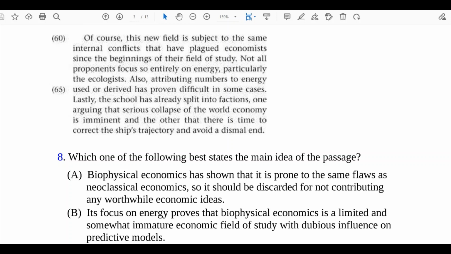Of course, this new field is subject to the same internal conflicts that have plagued economists since the beginning of their field of study. Not all proponents focus so entirely on energy, particularly the ecologists. Also, attributing numbers to the energy used to derive resources has proven difficult in some cases. Lastly, the school has already split into factions: one arguing that serious collapse of the world economy is imminent, and the other that there is time to correct the ship's trajectory and avoid a dismal end.